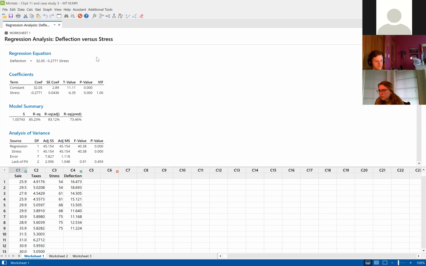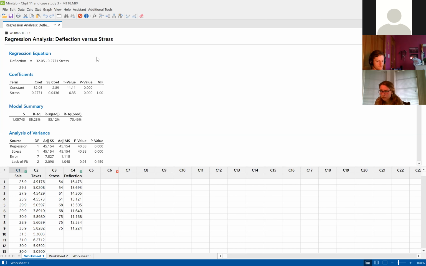The standard error of the coefficient, 0.0436, and our p-value is 0. And then our constant term, that y-intercept, is 32.05. The standard error of the coefficient is 2.89, and the p-value is also 0.